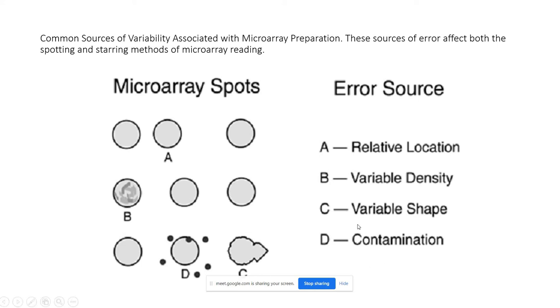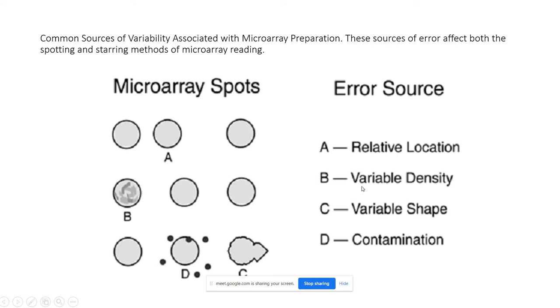Are you able to differentiate among these four types of error? These are the four types of error related to the spots. In A you can see this shows the relative location. It means in the upper panel all the genes are not at equal distance. Here you can see this spot is near to this one, and this shows more distance to these spots. Students, are you able to see this? Yes, ma'am. Because this is the relative location. This spot is a bit closer to this one and this one is at a distance.